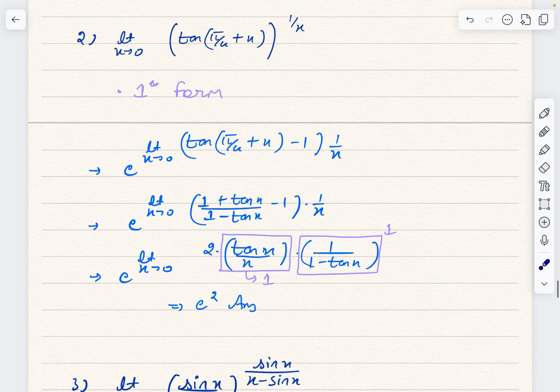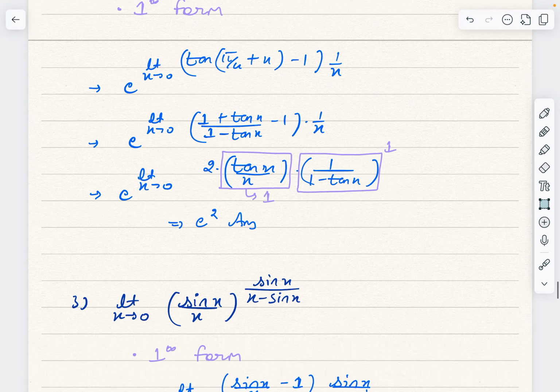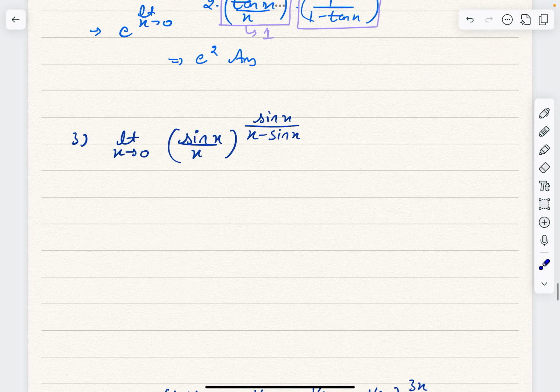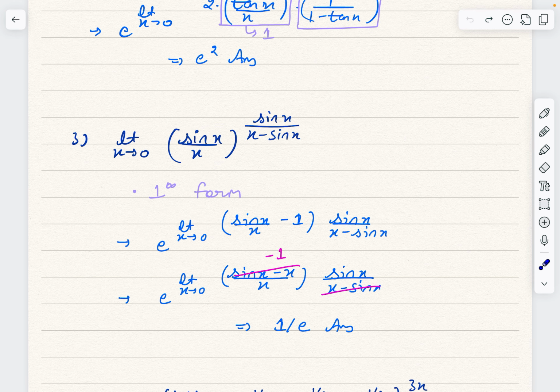Next. Give this third problem a try. Limit x tend to 0, (sin x by x) raised to power (sin x by x minus sin x). Give it a try, then we'll start discussion. Let's start now. Again, you can see 1 power infinity form. The final answer is 1 by e. If we haven't got this correct, let us see now.